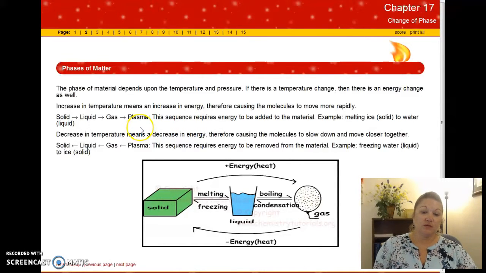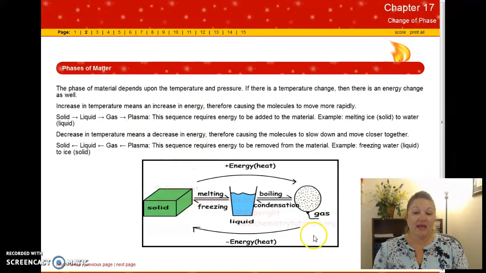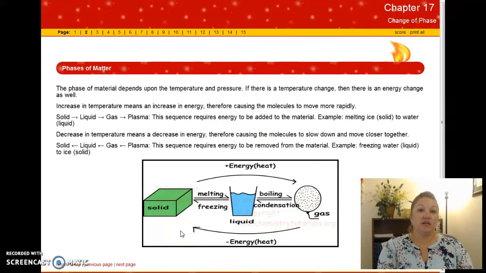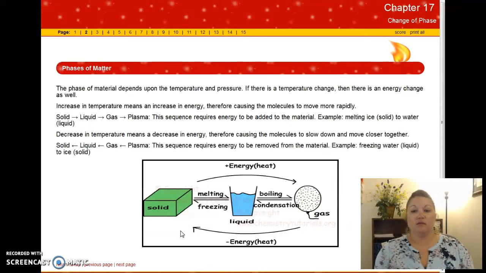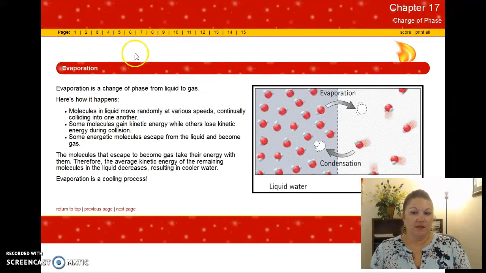We can go the opposite way too. If we take energy away, like we see in this chart here, then we cool a gas down to a liquid. If we take more energy away, we cool it back down to a solid. That's the flow we're going to be dealing with.